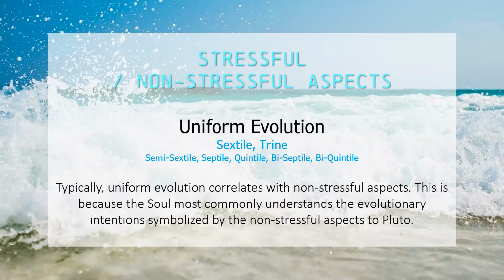So when we look at the non-stressful aspects, typically it manifests as uniform or non-cataclysmic evolution. That's slow and progressive change. There is total change, but it happens over a longer period of time. It's similar to a mountain that's eroding over time. Again, there's total change, just as in cataclysmic change, but it happens over a progressive period.